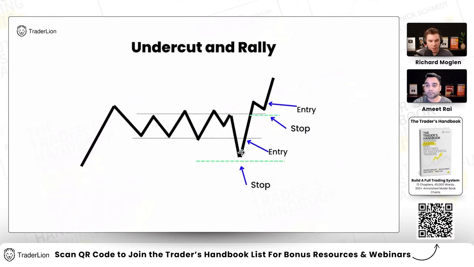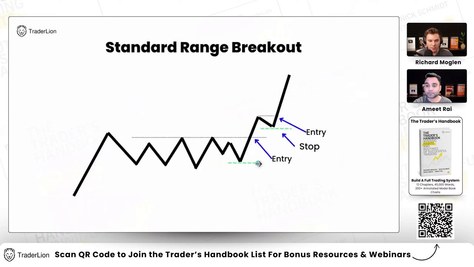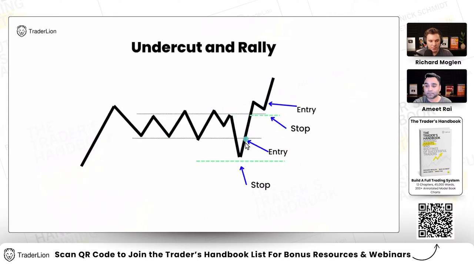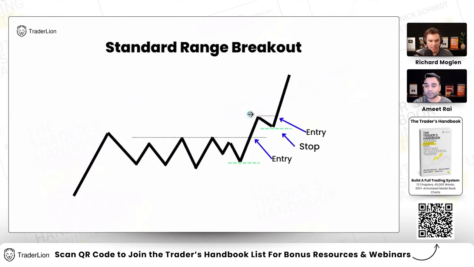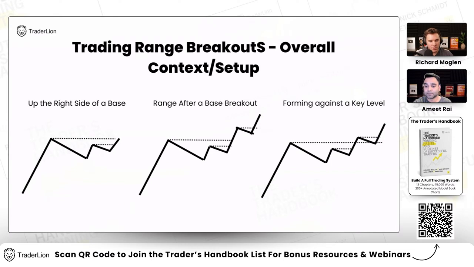And I think this one and then this one are my favorite, is the undercut buy here, and then you can even add as it breaks out through the true breakout. But this is just conceptually what we're talking about when we're talking about consolidation pivots and range breakouts. Also, just to lay it out there, this is where these range breakouts can happen. You can do up the right-hand side of the base. You can have a range after the breakout, and you can also do it as it pulls back into a base. So there's many different places ranges can form, but they're constructive as they do.